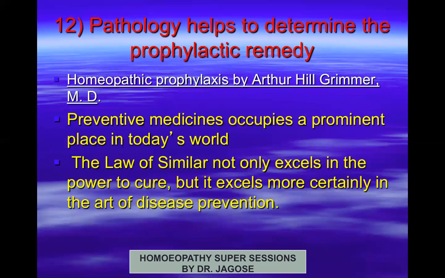The pathology helps to determine the prophylactic remedy. Homeopathic Prophylaxis by Arthur Hill Grimmer is a good book which you can read. He has given a lot about the prophylactic remedies. So preventive medicines occupy a prominent place in today's world. The law of similars not only excels in power to cure, but excels more certainly in the art of disease prevention. So you can also give it to prevent the disease.